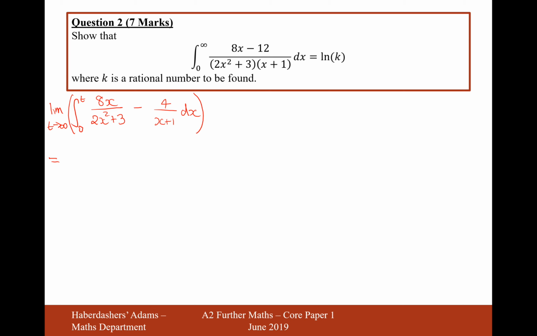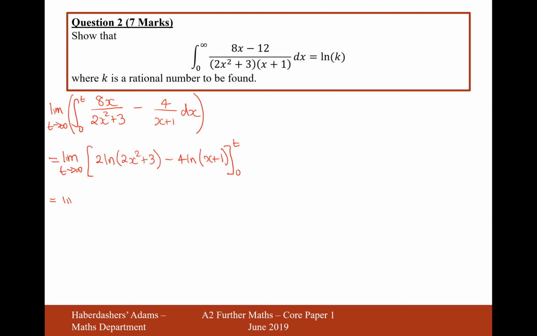And I'll just carry on with that until I get to the final answer. So, limit as t tends towards infinity of... now I think I'm ready to integrate. On the first one, it's a ln rule integration, whereby if you differentiate the bottom, you get 4x, but it's not quite the top, that's 8x, so it's just 2 multiples more than it. So it's 2 ln(2x² + 3) minus 4 ln(x + 1) in between the boundaries of t down to 0.